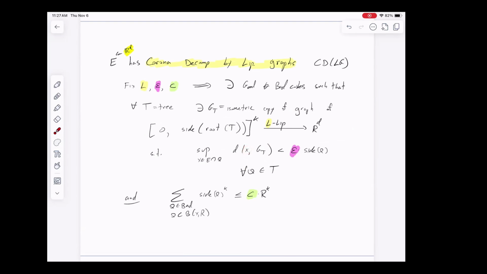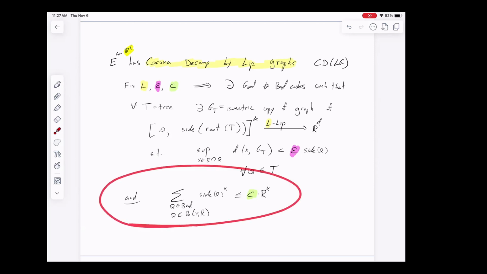So it's not a uniform approximation, it's an approximation that gets better and better the deeper the tree is at that point. And we're also going to require that I don't have too many bad cubes, in this Carleson sense. That's what it means to have a corona decomposition by Lipschitz graphs.